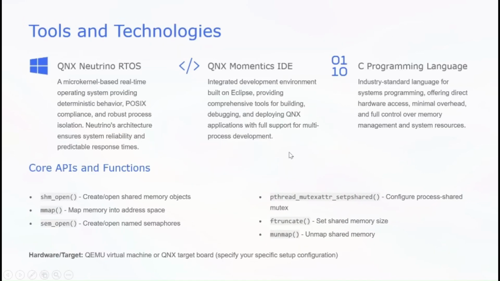The tools and technologies we used in our project: the first one is QNX Neutrino RTOS. We used QNX since it has a microkernel architecture and is a real-time operating system used in embedded systems. It supports the POSIX API, and many APIs and functions are available in POSIX, so we chose QNX Neutrino RTOS. Coming to the IDE, we used QNX Momentics, where we can write the code. An IDE is similar to a notepad where we can write the code.